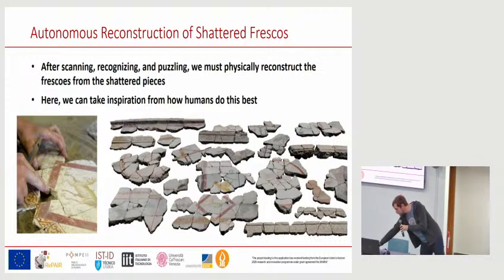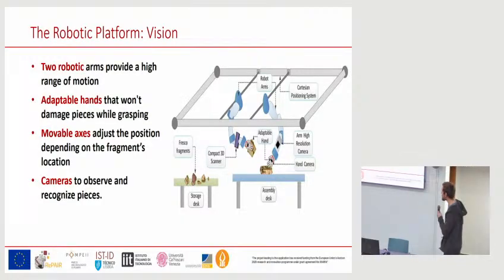Let's start with our vision at the beginning of the project. Taking inspiration from humans, we wanted a system with 2 robotic arms that have a high range of motion, so that we can manipulate a huge range of fresco fragments. Furthermore, we wanted adaptable hands that can flexibly change their grasping strategy according to the size and shape of the frescoes. We also wanted to be flexible in the position of the robot, so that it covers some space and is not stationary at one position.